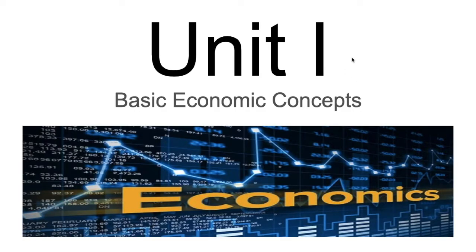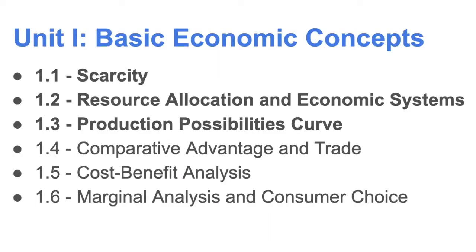Okay, Unit 1, let's kick things off. This is titled Basic Economic Concepts. Within Unit 1, there are 6 sections, and we're covering the first 3 today in this lecture. 1.1 deals with the concept of scarcity. 1.2 is resource allocation and economic systems, and 1.3 is a graph that we call the production possibilities curve. Really what we're trying to do here is set up the foundation for everything else that is to come.